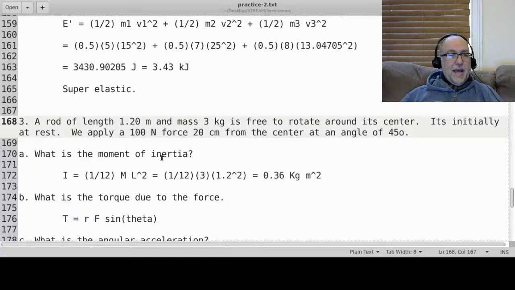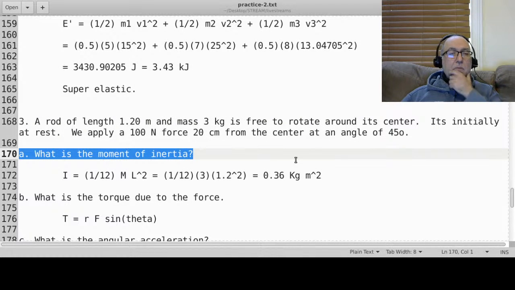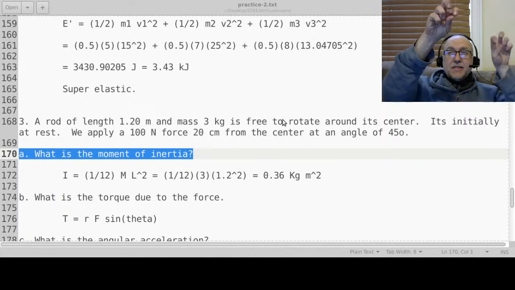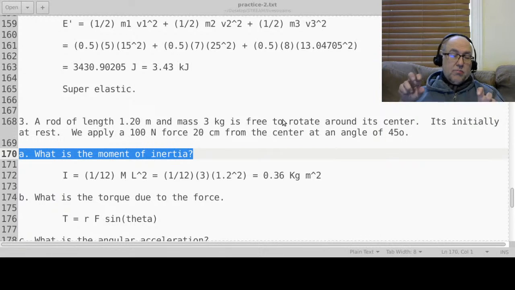All right, so the first question I ask is, what's the moment of inertia? Now, when you go to calculate moments of inertia, there's a few possibilities. One, I could tell you, look, there's just these point masses at certain points in space, and then you just do mr squared. You just add up mr squared for each one of them.